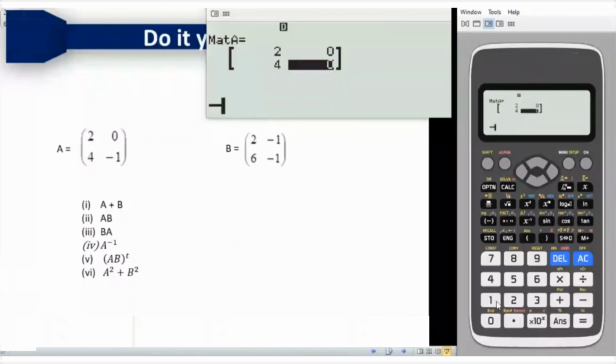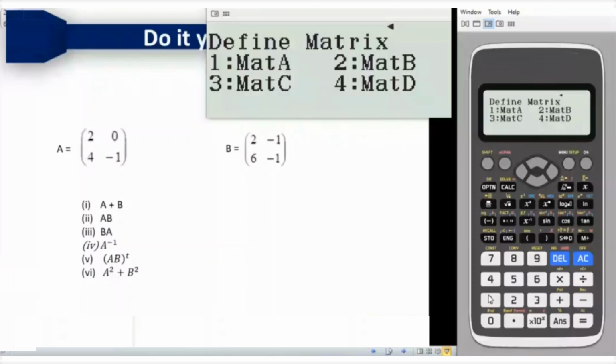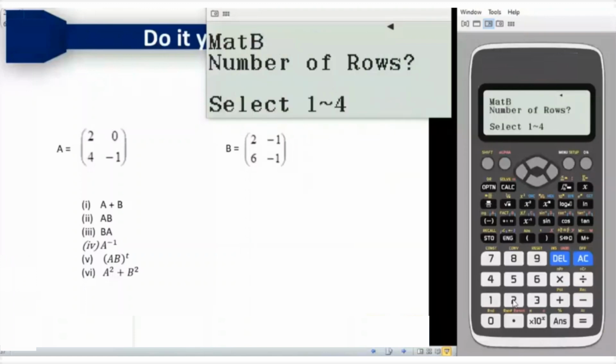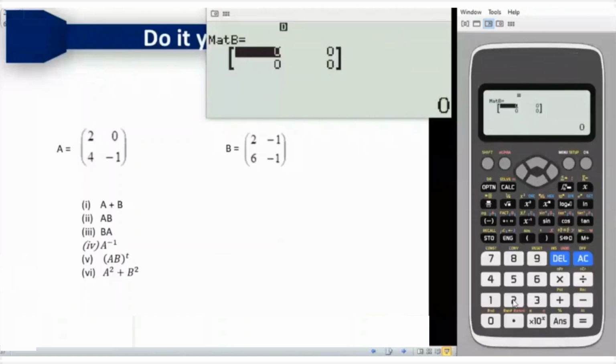Then I will press option and I will press 1 again, because I want to define the matrix B now. So for matrix B, I will press 2. B also has 2 rows and 2 columns. And the matrix is 2 equals, minus 1 equals, 6 equals, minus 1 equals. So both my matrices are defined. Now all I need to do is perform the task.